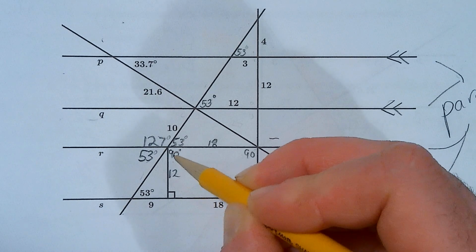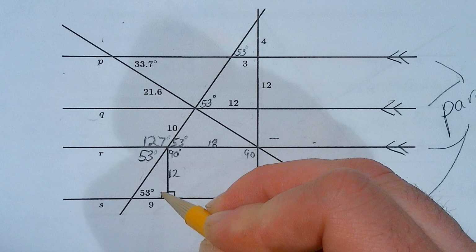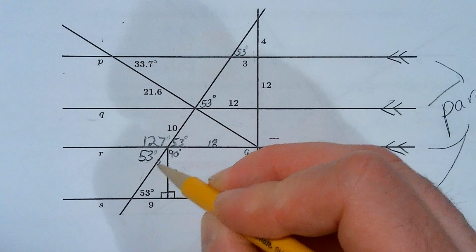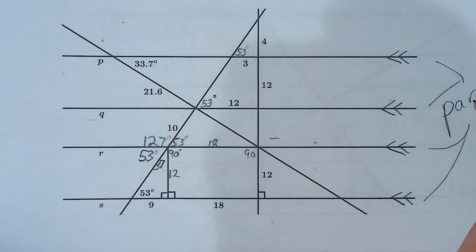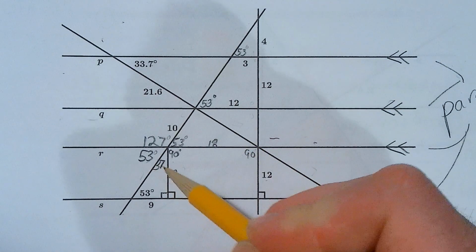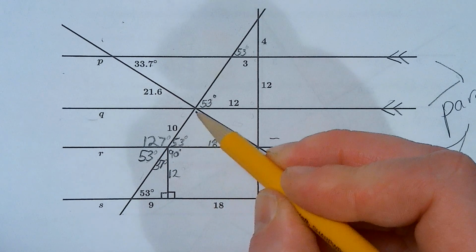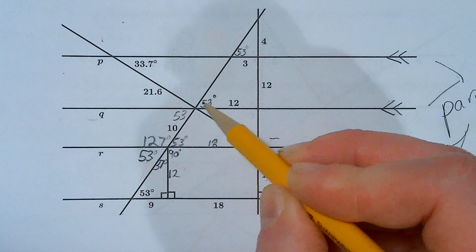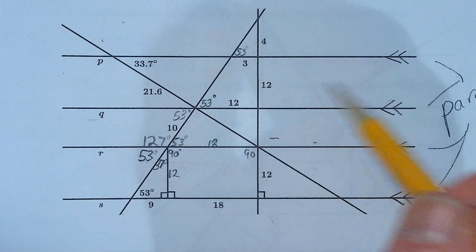What's left? Okay, yeah, this angle. This is 90. 143, so this has got to be 37. Does 37 plus 53 add up to 90? Yeah. Alright. So this is 53. Corresponding, also vertical.